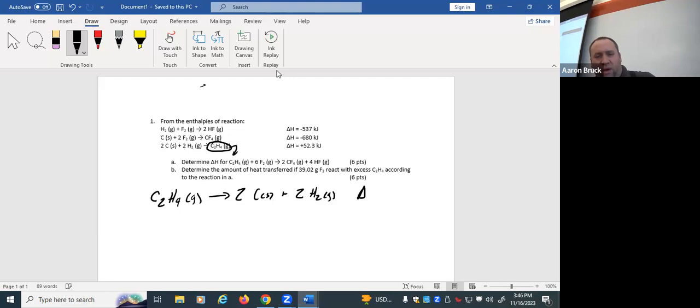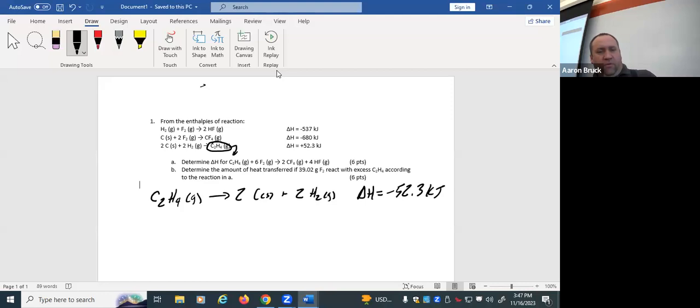And if I flip around the equation, I'm going to need to flip around the sign on the delta H as well. So this went from positive 52.3 to now negative 52.3. And I'm going to avoid the fluorine here. The reason I'm going to avoid fluorine is because I can see from my bank of equations here, I've got fluorine in multiple spots. And so I'm going to kind of hope that by the time I figure out everything else, fluorine kind of figures itself out along the way.